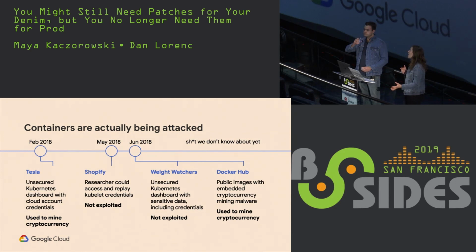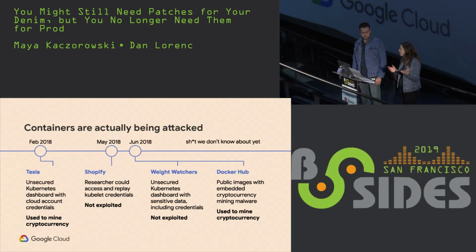This was really similar to an attack that happened on Aviva in late 2017. In May, Shopify had a researcher report a vulnerability in their cluster configuration. This was thankfully not exploited. In June, Weight Watchers had the exact same issue that Tesla had with an unsecured dashboard. This was also discovered by a researcher and not exploited. And the same month, several container images were found on Docker Hub that had embedded malware for mining cryptocurrency. What's happened more recently? Well, we don't even really know about that yet.